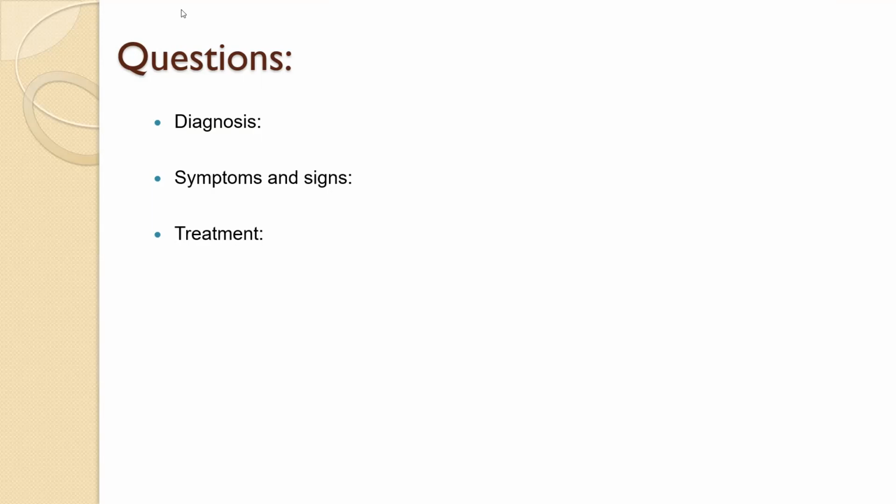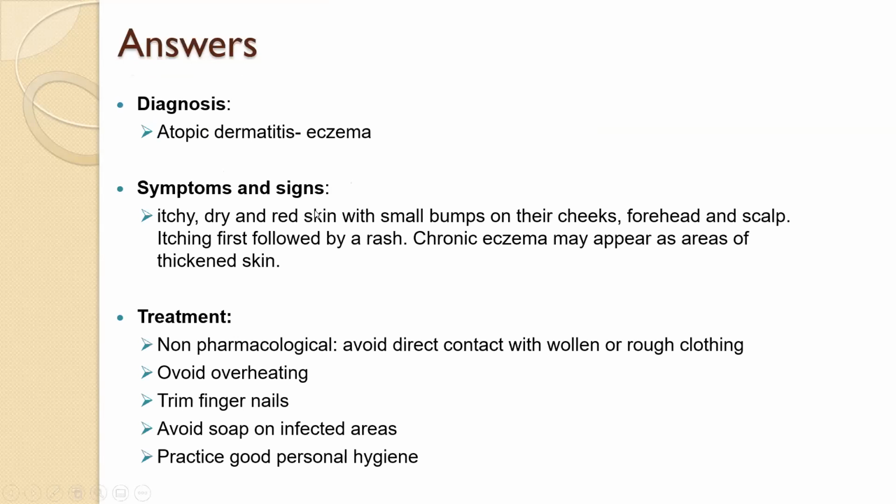Yes, thank you, Roland. That's absolutely correct. So if we look at the answers, you are correct in that the diagnosis is atopic dermatitis, which we commonly call eczema. The symptoms and signs: you have itchiness, dry red skin, with small bumps that can occur on the cheeks, forehead, and scalp. The itching is first, and that is generally followed by a rash. So that's how the disease progresses.